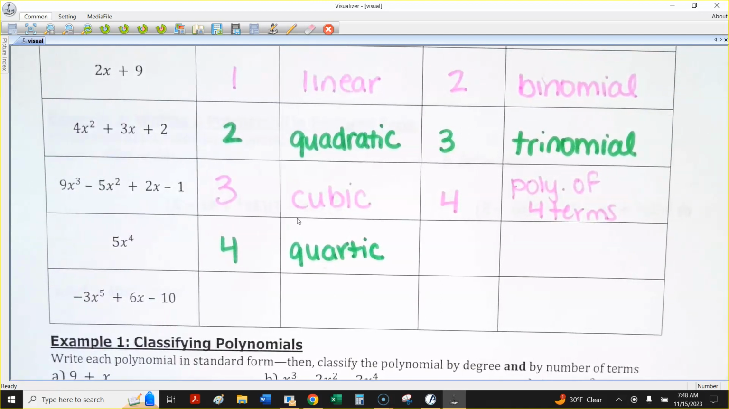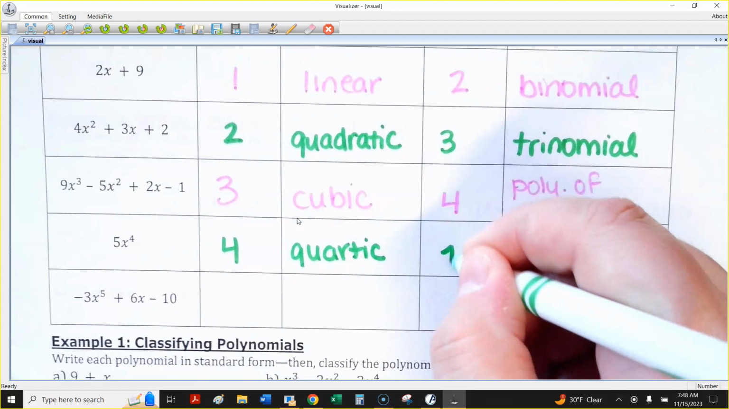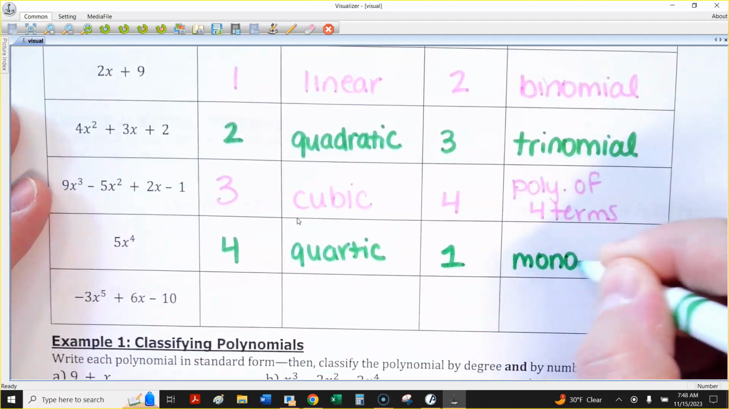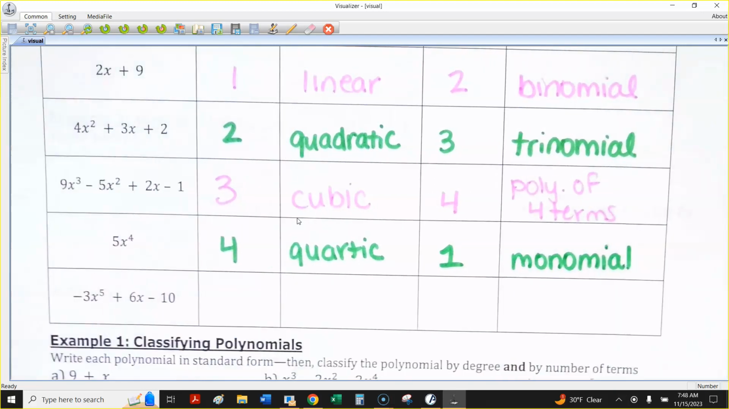I just have 1 term there. I just have that 5x to the 4th. So this is the monomial again. So this would be a quartic monomial is what I would label that as.